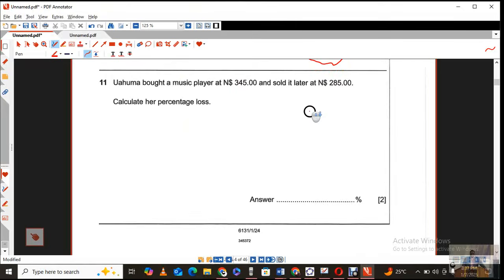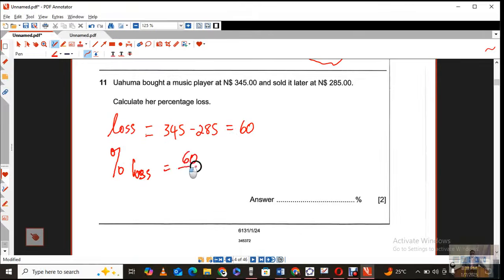Wahuma bought a music player for 345 Namibian dollars, and then sold it for 285. So obviously you can see that the person made a loss, and let us determine what that loss is. That loss is nothing but 345 take away 285. Of course, that is a loss of 60. In some instances you might get a mark for that. But to calculate the percentage loss, you put that actual loss over the original price, the 345, what the item cost before. You multiply that by 100.